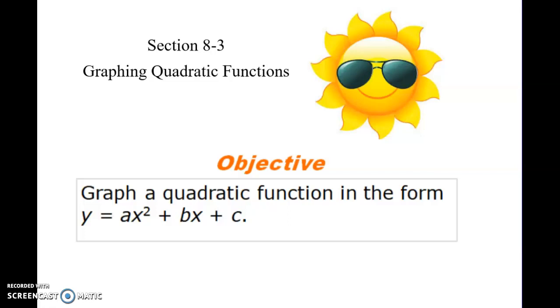Today we're going to look at section 8.3, graphing quadratic functions. Up until now we've been looking at graphs and pulling out information. Today we're going in reverse. We're going to look at the quadratic function and we're going to graph it using the things that we know.